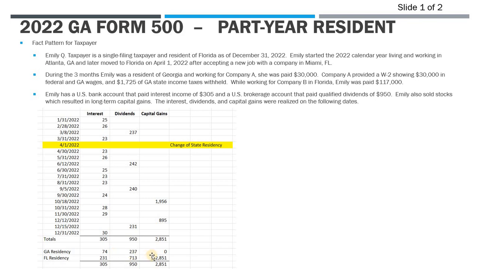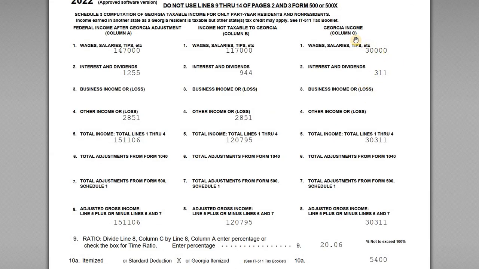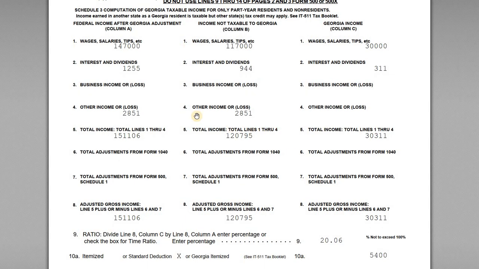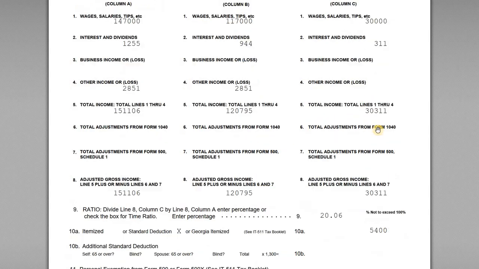Right, so we've got the $74 in interest, $237 in dividends, so that's the $311 figure is interest and dividends earned while in Georgia, so while a Georgia resident, and then the difference there is all going to be basically attributed to Florida. Capital gains are included in line 4, other income or loss, and so we can see here all $28.51 a capital gain is just being apportioned to income not taxable in Georgia, and line 4 in the Georgia column is 0.